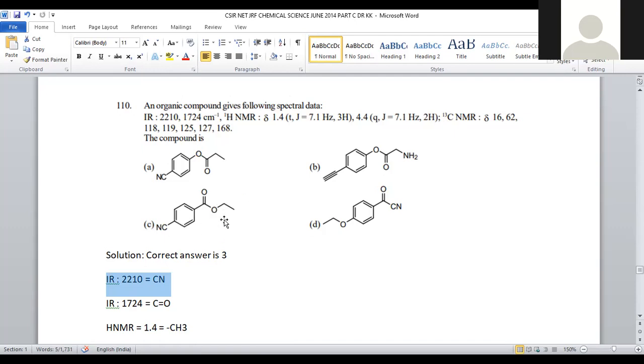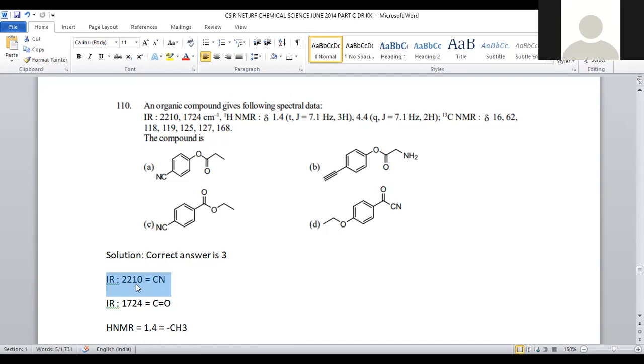How could it be? CH2 directly linked to oxygen is available only in option number C. Right? The methyl group is there, and that will be at 1.4, a clear indication for methyl. And next, CH2 with 2 hydrogens at 4.4 indicates it is directly linked with oxygen rather than carbonyl. If carbonyl were there, you would get a peak around 3.3, something like that. But here with the oxygen linkage, it gives the peak at 4.4 ppm, right?